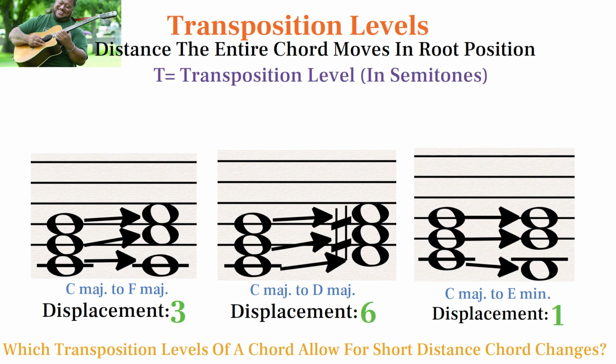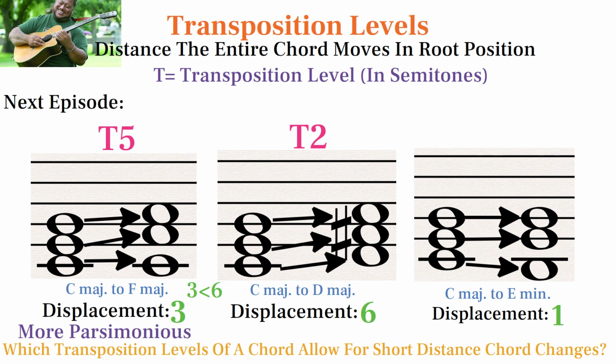This shows that a major chord transposed at the level of 5 semitones is more parsimonious than major chords being transposed up 2 semitones. These are the sort of things we'll be learning in this series, and next episode we'll lay out all the displacements for all the movements possible using major and minor triads.